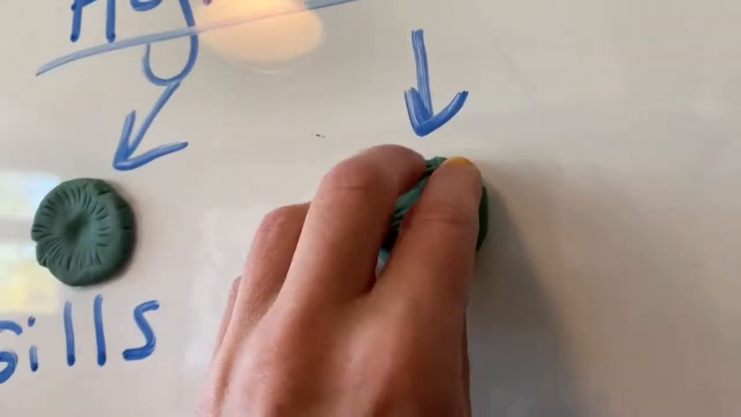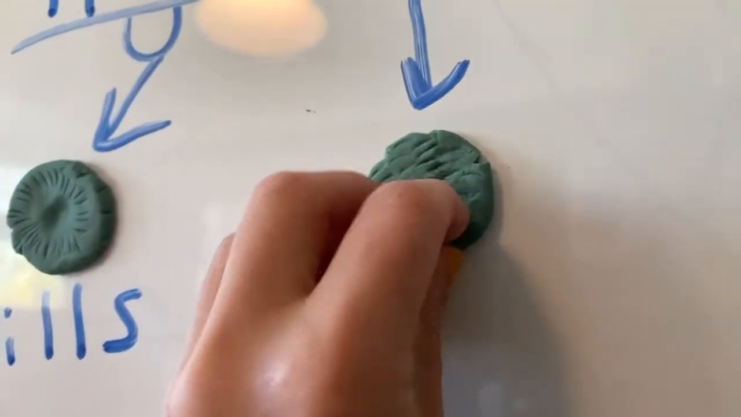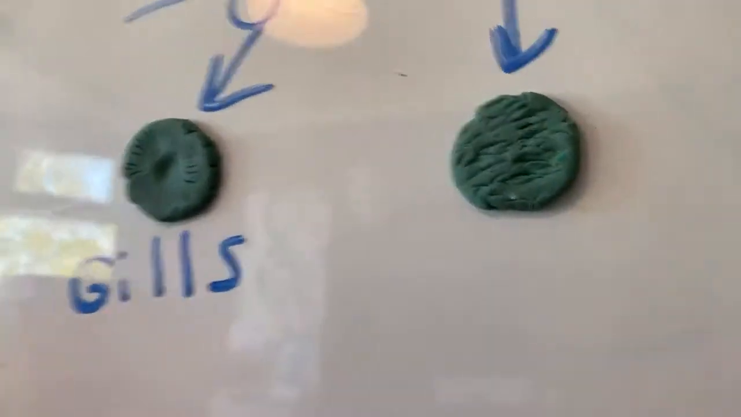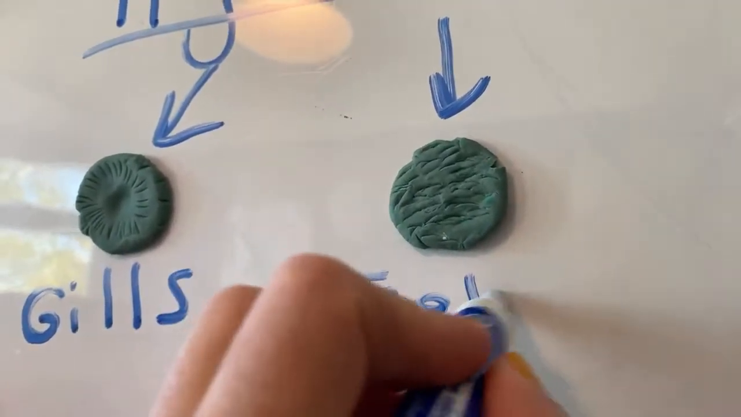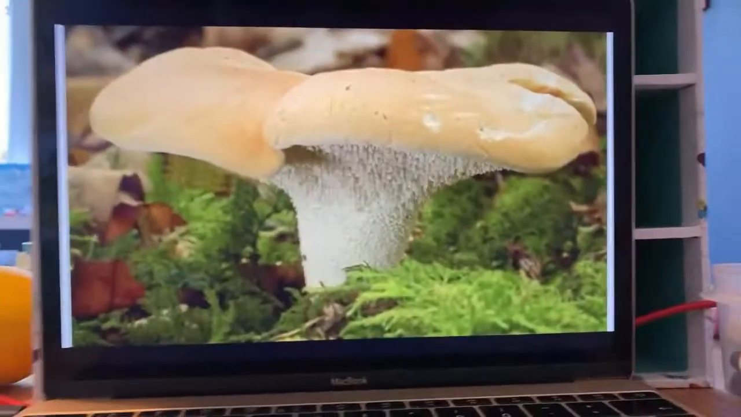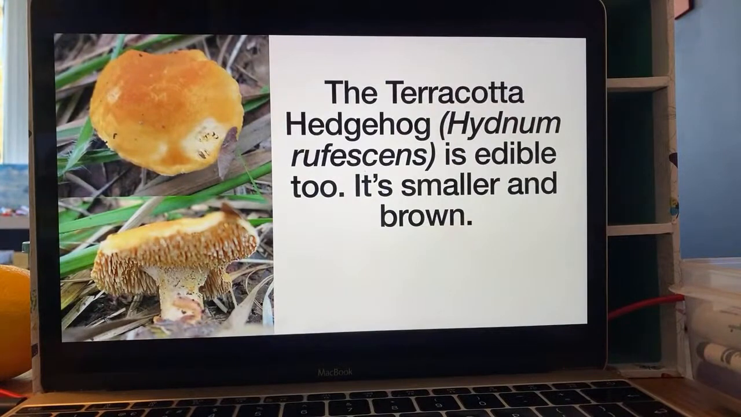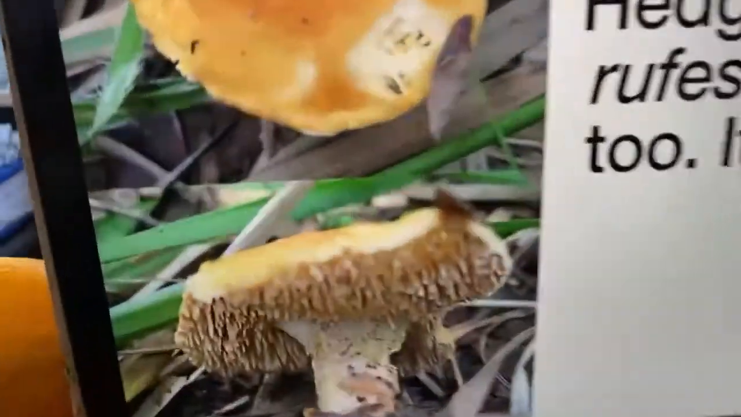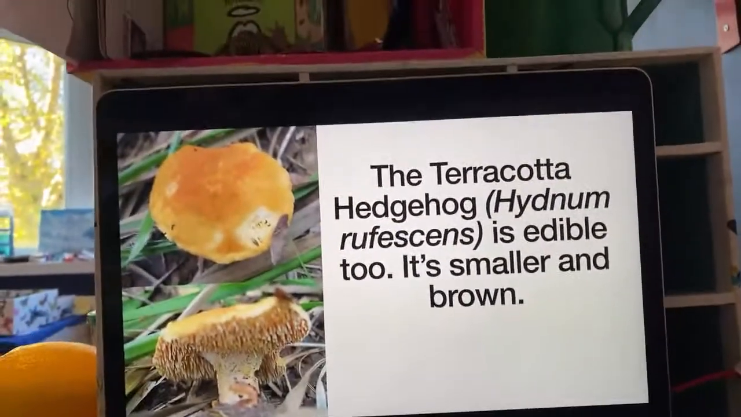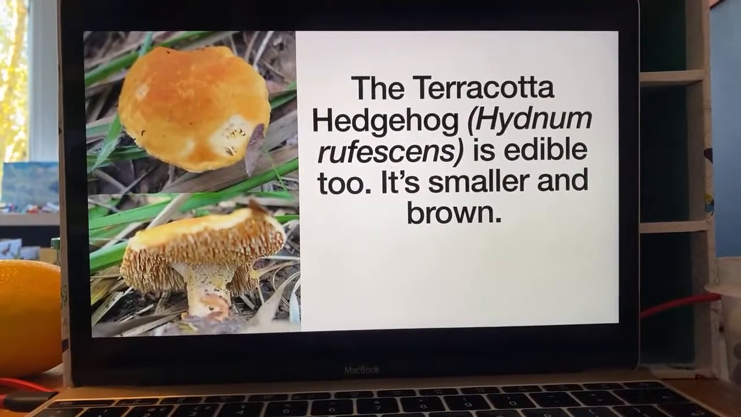There we go. Let's put that on there. And right, teeth. So this is the hedgehog mushroom, the big beautiful beast. There's also a smaller hedgehog mushroom, which isn't too much of a problem when it comes to foragers identifying it, because the small hedgehog mushroom is also edible. The terracotta hedgehog is smaller and browner. It's so cute. The foraging websites that I looked at said it's okay because you won't get those confused.